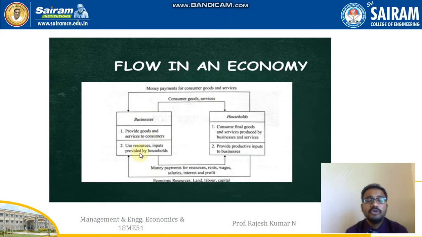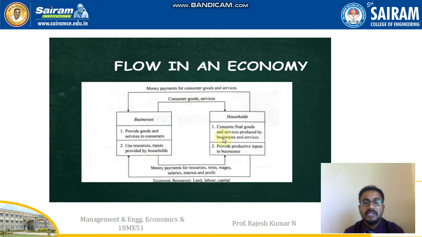In this flow chart, we can understand this in a very good way. Here you can see I have made two different parts, the business and the household. The business will be providing goods and services to the consumers, and will be using the resources, the inputs, provided by the households. And you can see households consume final goods and services produced by the business, and they provide productive inputs to the business.